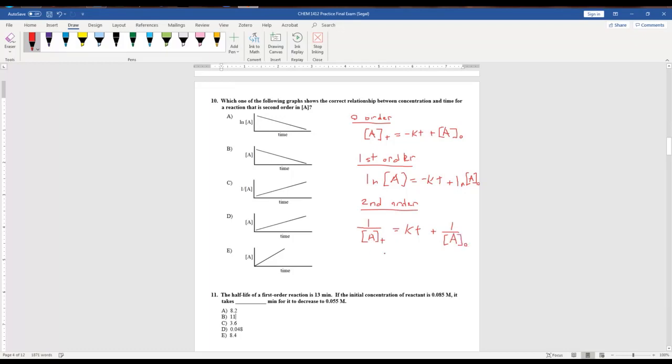And I could show you the calculus behind where these formulas are derived from. So you could actually do a third order, fourth order, fifth order, but you don't need to know those, so I'm not going to bother. Honestly, the calculus isn't too hard, but it's not worth going over for a chemistry class. But in this case, since it's second order in A, it must follow this particular integrated rate law.